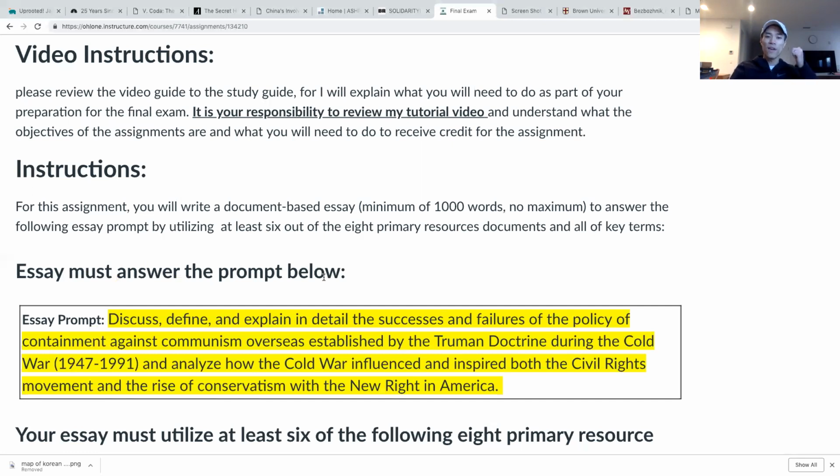So not only do you have to provide me the context, the description, and the analysis, but you have to provide me the explanation as to why America succeeded or not. For example, if you look at the Vietnam War, spoiler, it wasn't a success. America lost, right? But why? Why did America lose? What was wrong with their strategy? What was wrong with their process?